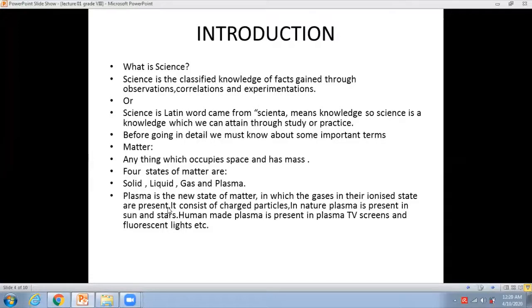It means when the electrons eject out from an atom, then what happens? Only the protons are left in the nucleus, along with the neutrons, but neutrons have no charge. So the nucleus has a positive charge and the electrons eject out from the atom. It happens only by heating or by passing electric current through a gas. So plasma consists of charged particles, anions and cations. In nature, plasma is present in the sun and stars. Human-made plasma is present in plasma TV screens and fluorescent lights.